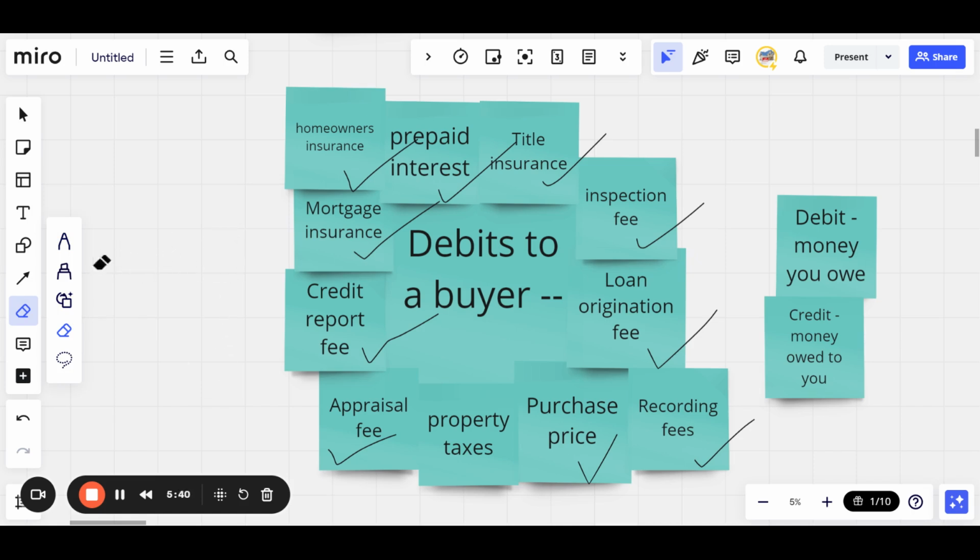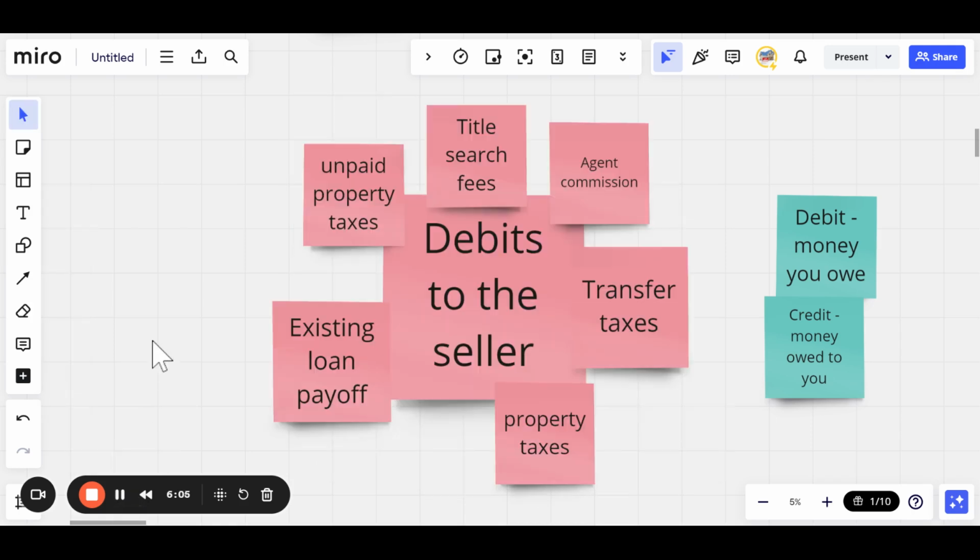So the buyer's responsible for property taxes there, or if they have to put some money into escrow, right, or into a reserve account for the lender, which they will if they're taking out a loan. So this is all going to be our debits to a buyer, and I hope that helped you out. I'm going to switch screens, so give me 2 seconds.